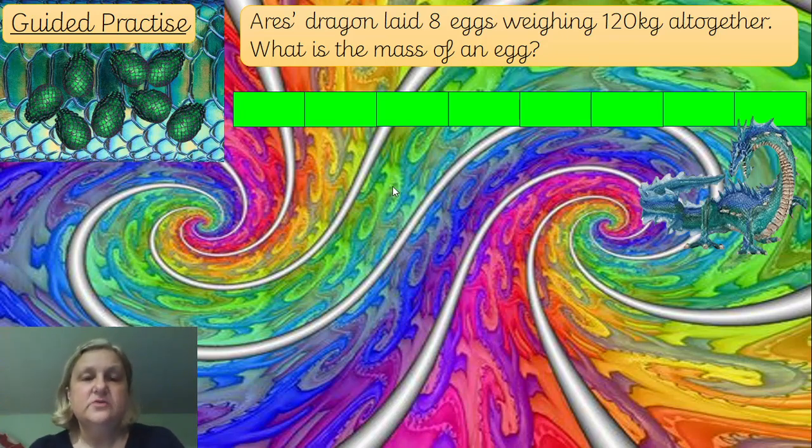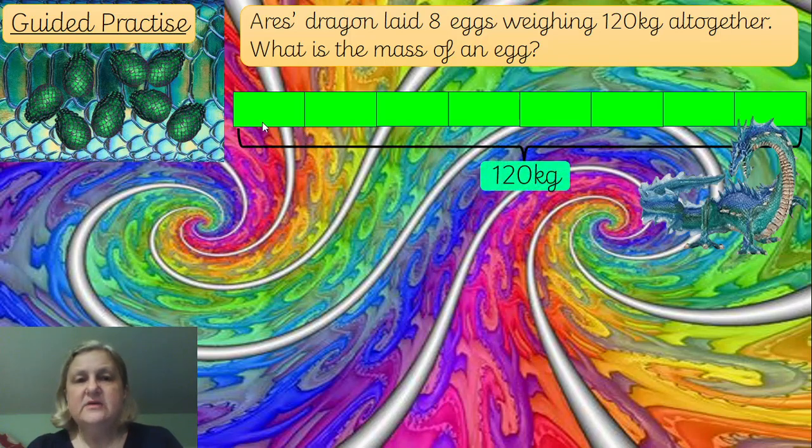Okay, so the mass of 1, so we've got this whole bar representing 120 kilograms. So this whole section is 120 kilograms. And now I've got to try and divide that into the 8 sections. So each one of these is like a little egg, or a big egg, because they're 120 kilograms.